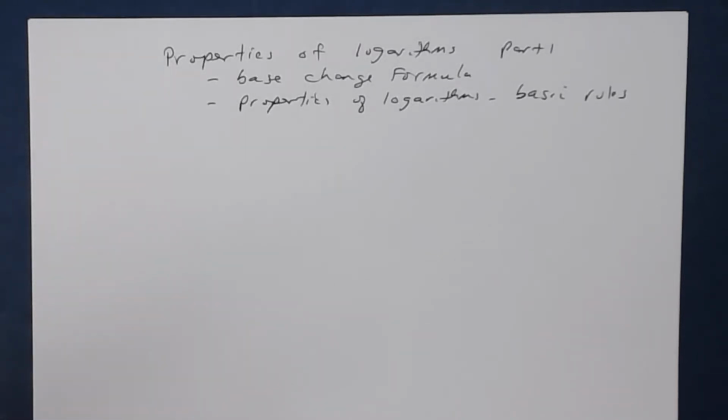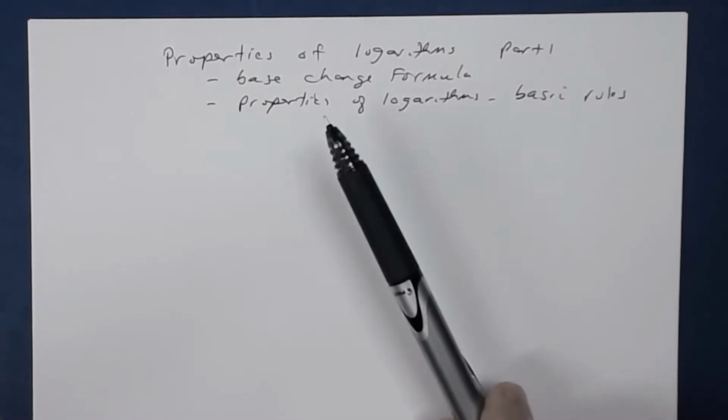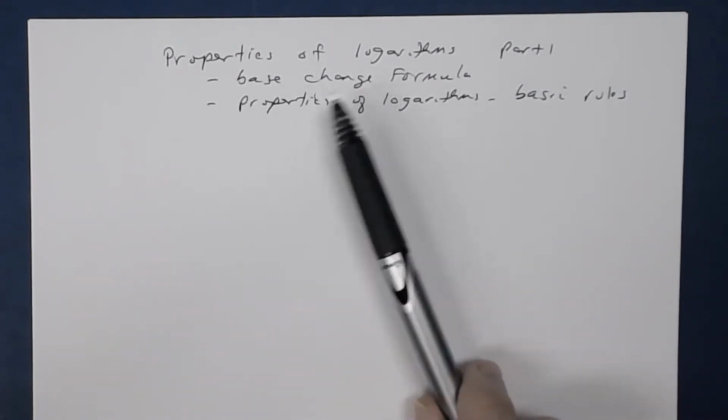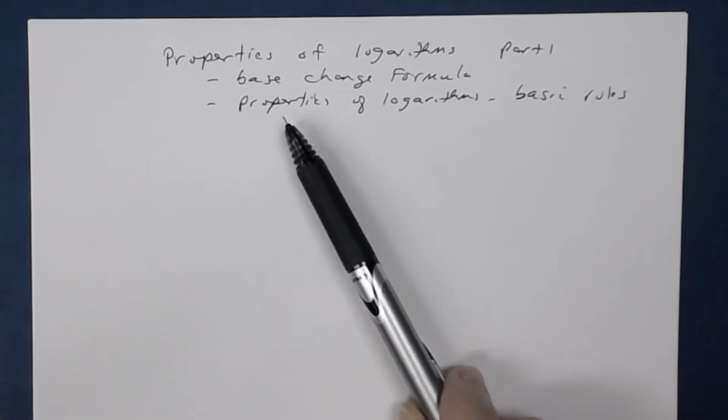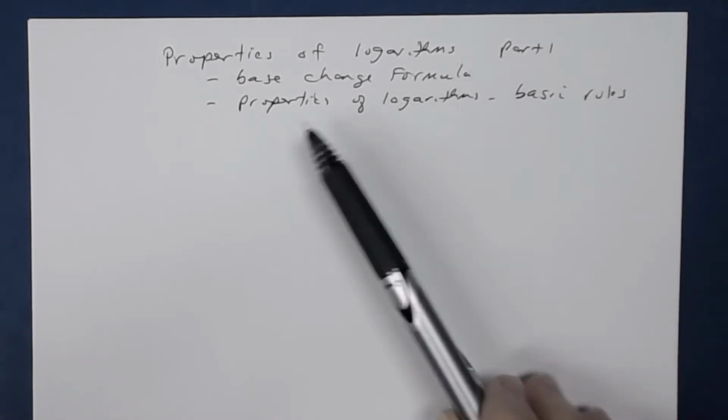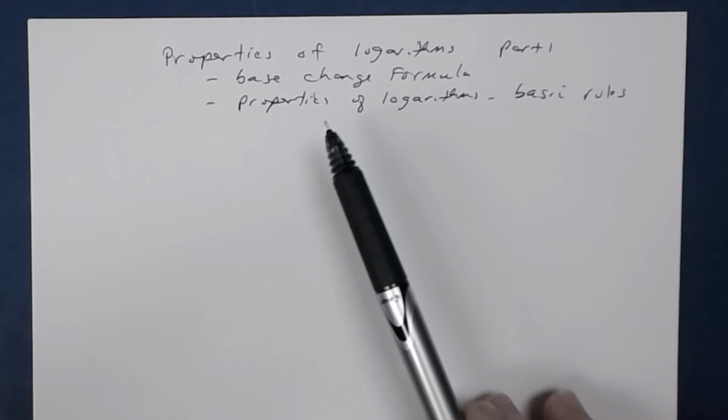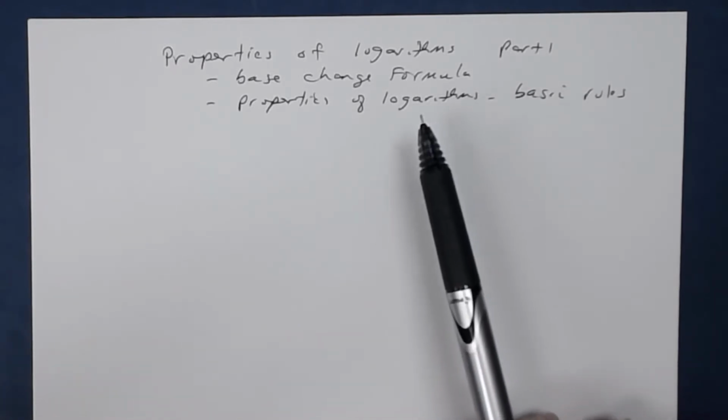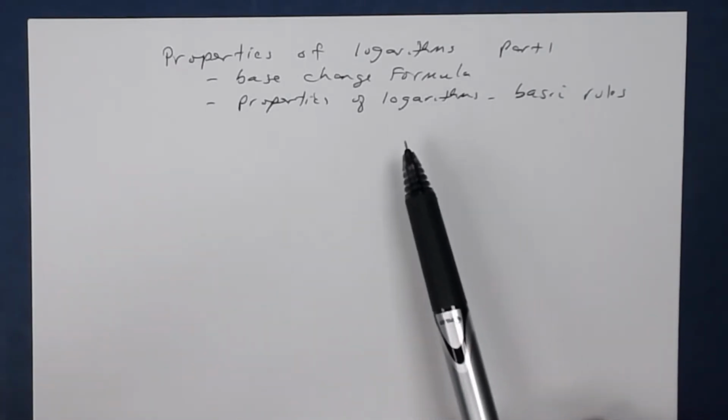This lesson focuses on properties of logarithms, and this will be part one. In part one, we're going to look at the base change formula for logarithms, and we're going to look at the basic rules for properties of logarithms. And in part two, we'll expand these properties more and discuss those.